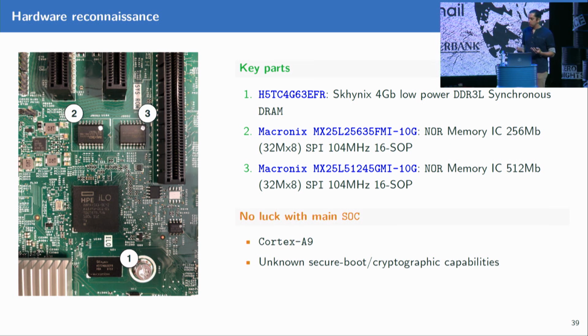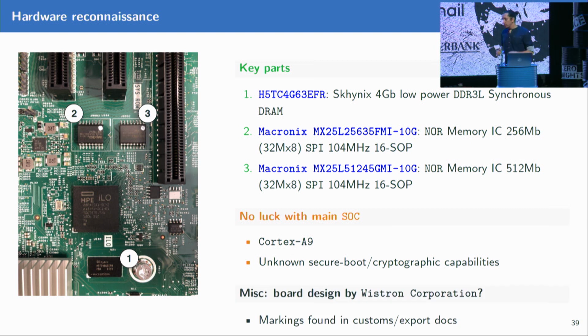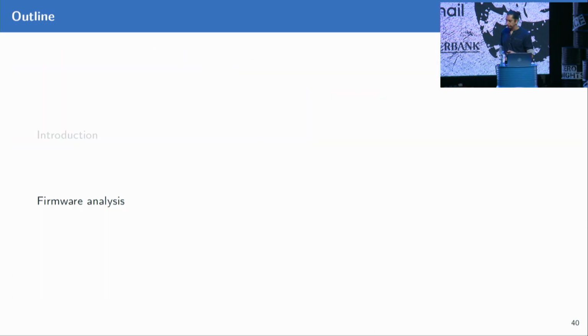We didn't find information about this ILO chip specifically. From the firmware, we discovered it is built around a Cortex A9 ARM processor, but we don't know what its secure boot capabilities or its cryptographic capabilities are. We don't know about that. Just some findings also: when we were researching some markings on the motherboard, we discovered some export or customs documents which may be linked to Wistron Corporation, a Chinese company that may be responsible for the design of the board.